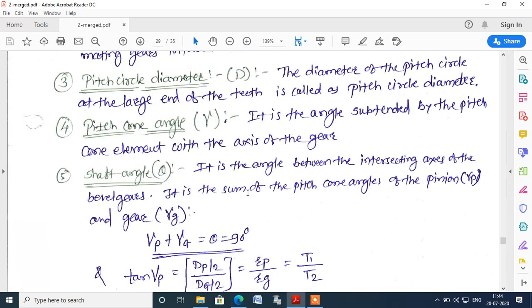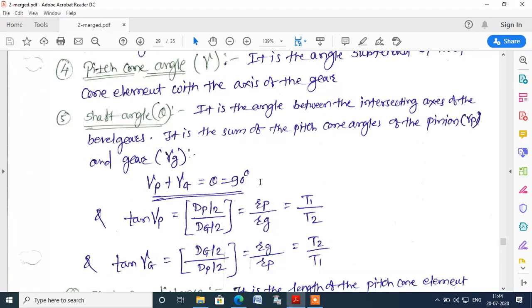Now pitch cone angle, denoted by gamma. It is the angle subtended by the pitch cone element with the axis of the gear. Next one is shaft angle theta. Theta is always 90 degrees. It is the angle between the intersecting axes of the bevel gears, that is the summation of the pitch cone angle of the pinion, gamma p, and pitch cone angle of the gear, gamma g. So gamma p plus gamma g is nothing but theta, and that is always equal to 90 degrees.